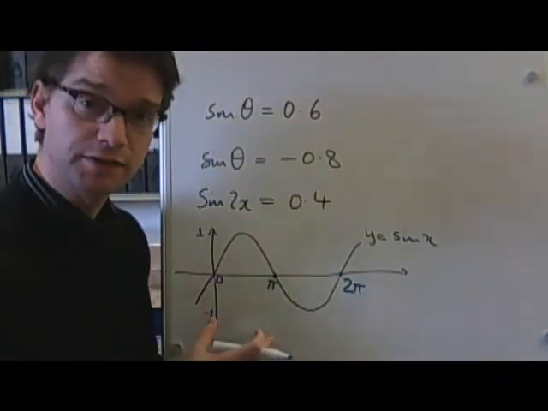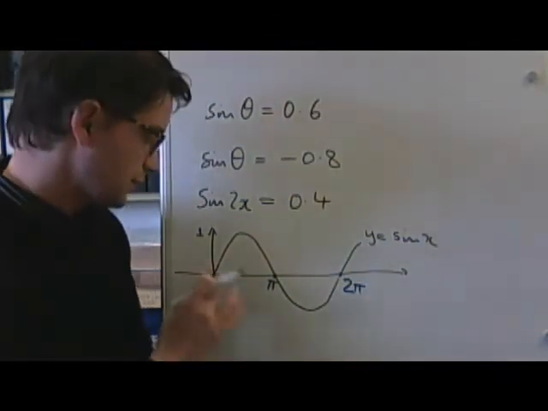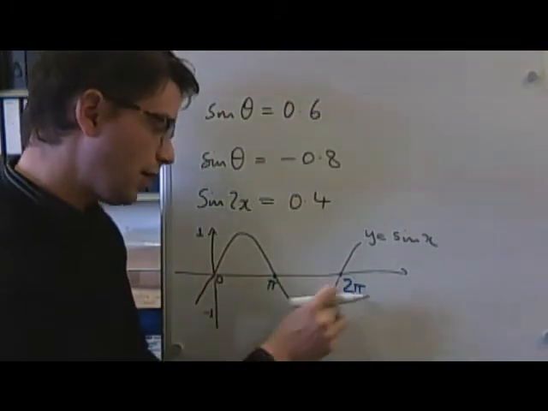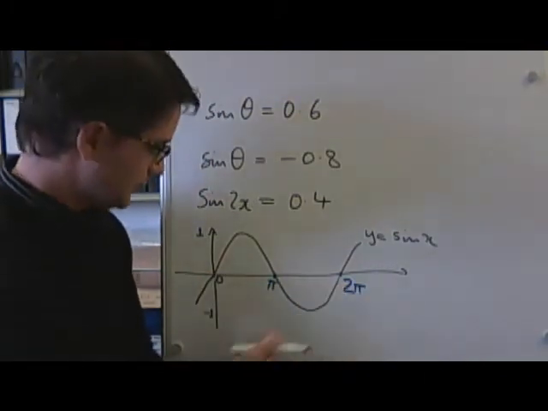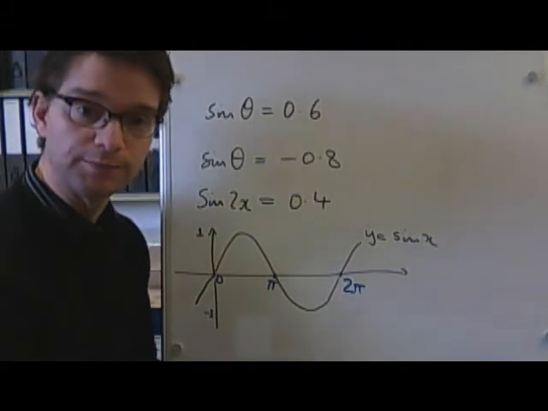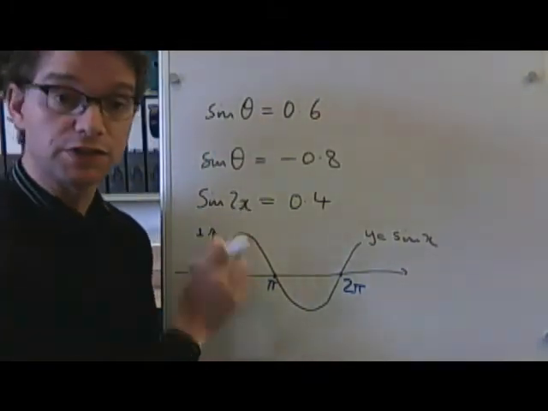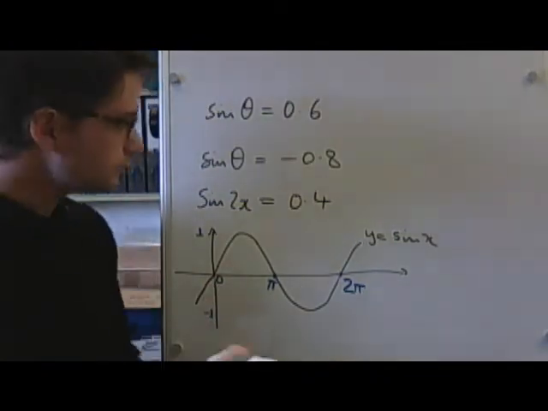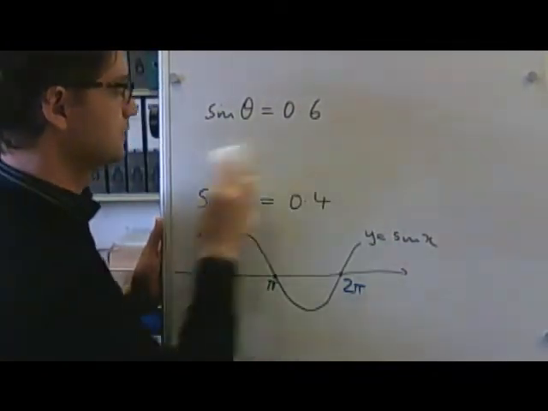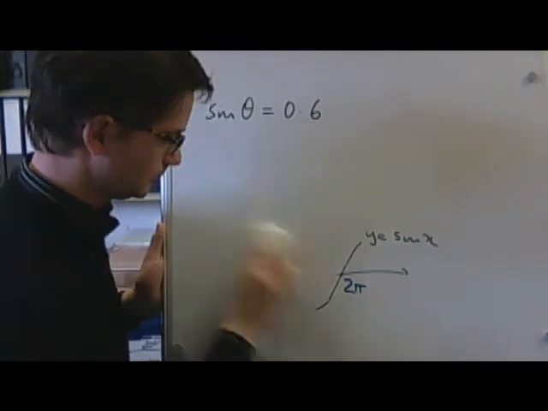We're using radians, so the sine curve is cutting at 0, pi and 2 pi, and going between 1 and -1. We're going to use that curve to solve all of these equations, even this one. We're just going to use this curve. We'll start with this, the simplest example.